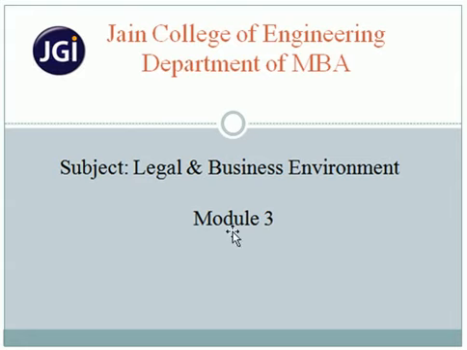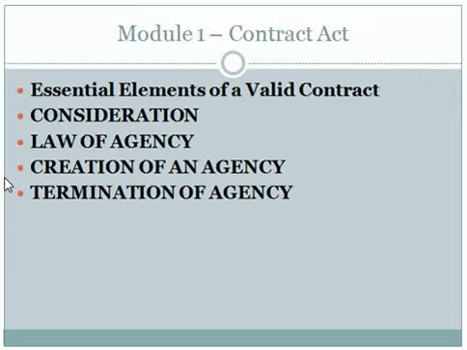This lecture is about the third module of the subject Legal and Business Environment. In the previous two modules, we have studied about the Contract Act and the Companies Act. In the first module of the Contract Act, we have studied about the essential elements of a valid contract.